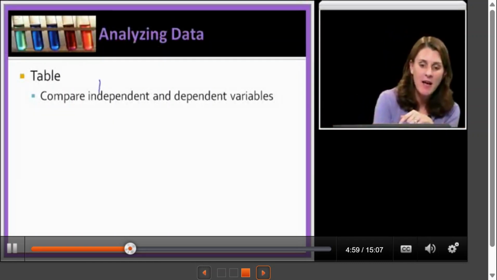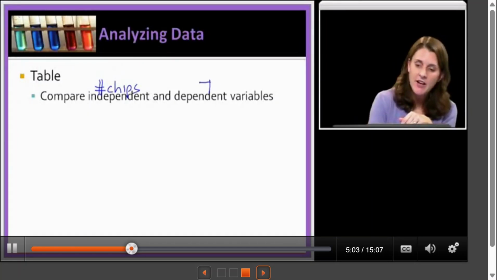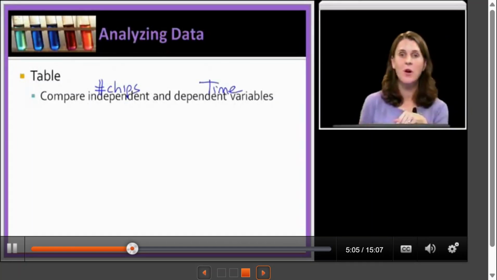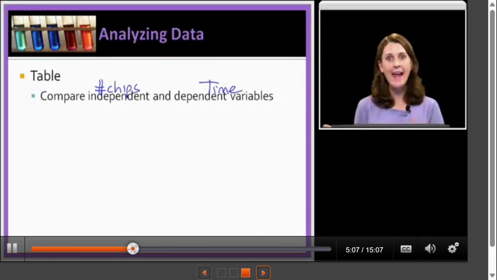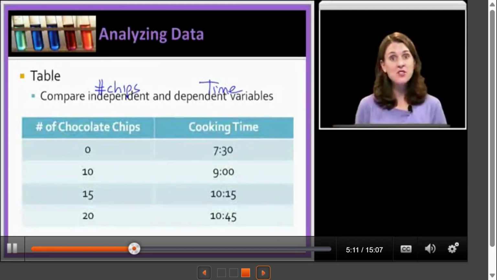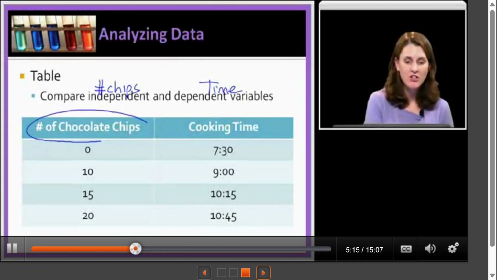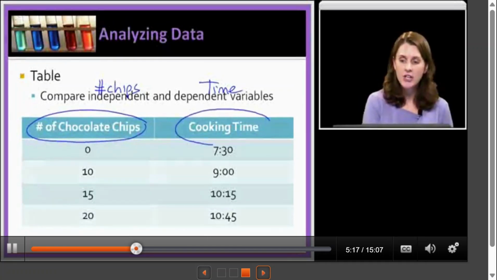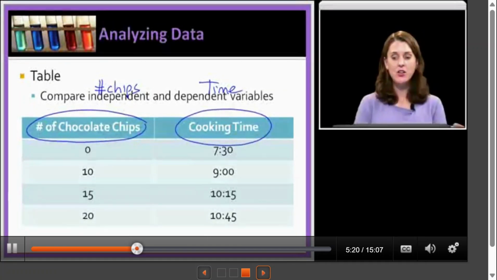So our independent variable was the number of chips, and our dependent variable was the time, right? Because the time was changing as the number of chips was changing. So here's what your data table could look like for that same experiment. We have the number of chocolate chips as our independent variable, and cooking time as our dependent variable. You can clearly see in this table format the relationship between the two. As the number of chips increases, the cooking time also increases.